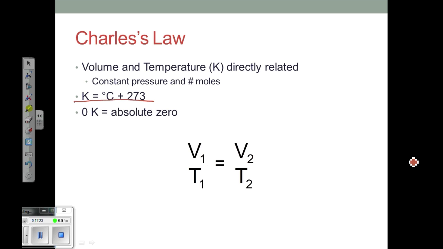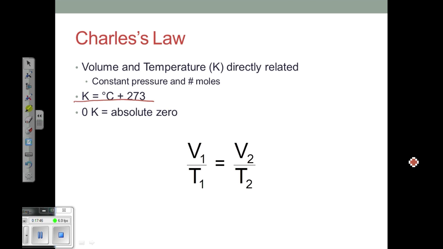What would happen if we had a negative temperature? Yeah, we get a negative volume. If we got a negative temperature, we would somehow then get a negative volume. Is that possible? No, right? We already talked about that. You can't have a 0 volume or a negative volume.